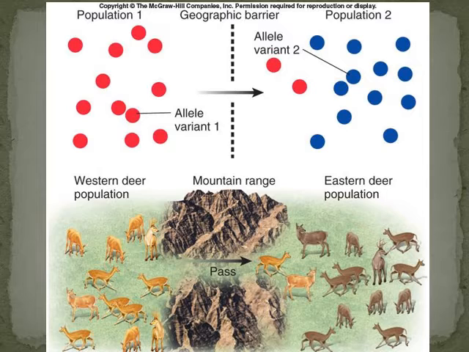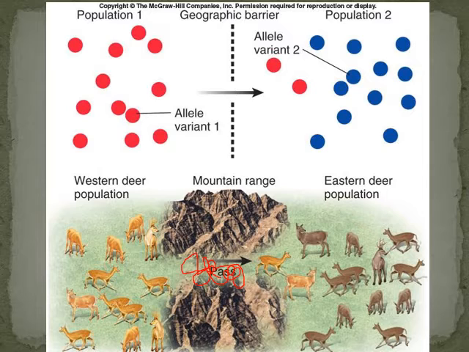But what would happen if this pass that sits in between the two populations disappeared? Maybe it filled up with snow, or there was a rock fall, and that then prevented the western deer population from reproducing with the eastern deer population. Now remember, they're just two separate populations. They're not separate species yet.